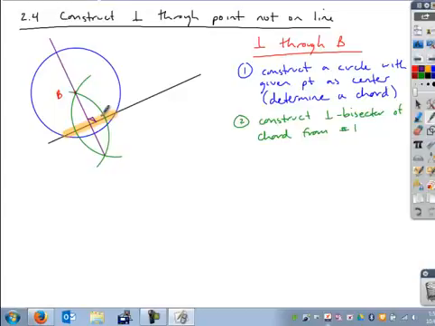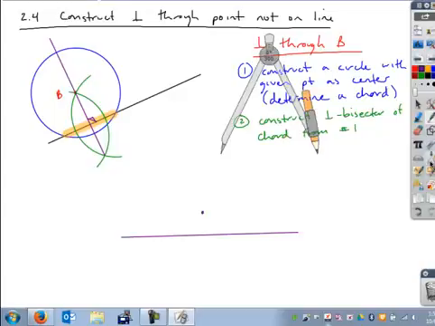It's the same construction. So even though I have them designated as two different things, the instructions for this one right here, through a point not on a line, will also work for construction of a perpendicular through a point on the line, right? Because a diameter is also considered a chord.